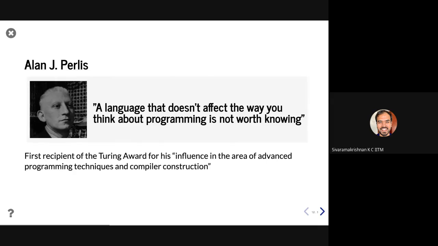And coming back to programming languages, right? Alan J. Perlis is this person who was the first recipient of the Turing Award, right? You know that Turing Award, which is the Nobel Prize equivalent for computer science. He received it for the influence in the area of programming techniques and compiler construction. And what he said was, a language that doesn't affect the way you think about programming is not worth knowing, right?